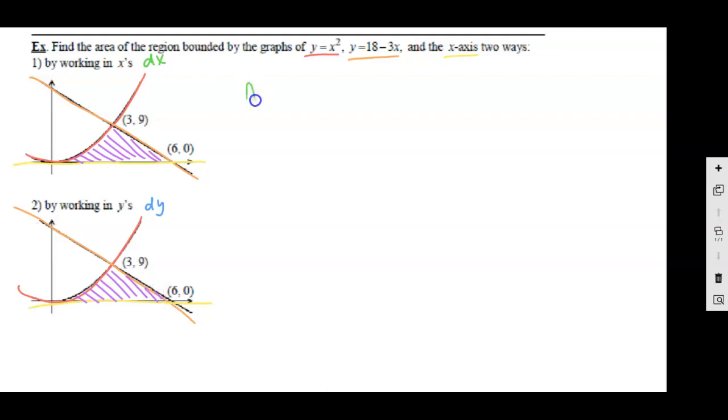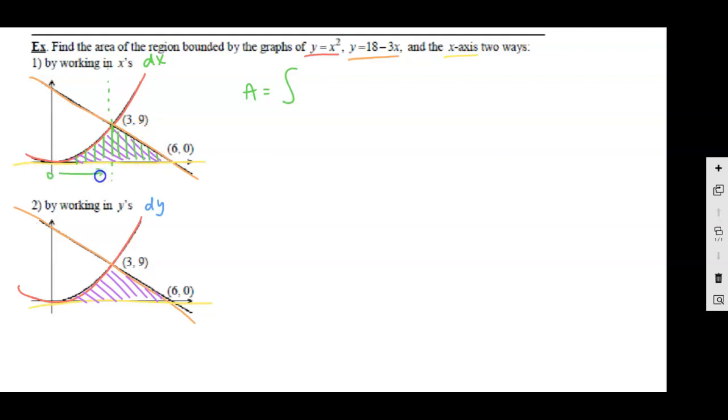Remember, for dx, we're going to want to integrate from the left to the right, and then we're going to integrate top minus bottom. But we're going to want to split this one up, right? Because for dx, we have these vertical slices, and kind of right around here, it's going to swap. Because for that left section, red is on top, yellow is on bottom. But then for this second part, now orange is on top. So I'm going to have to split this up.